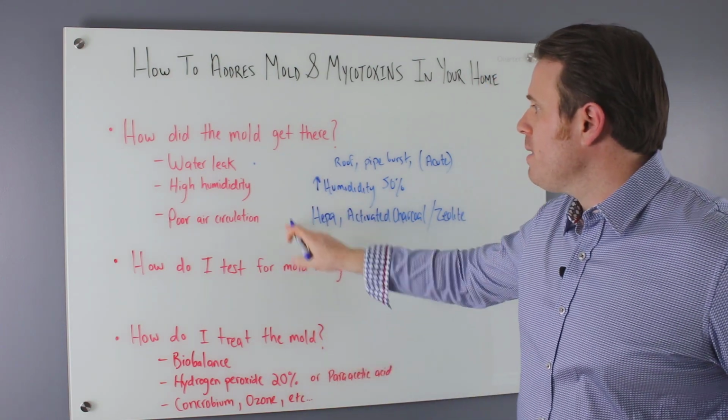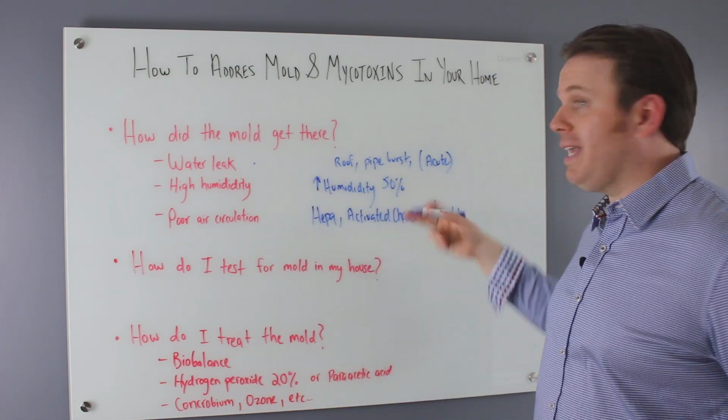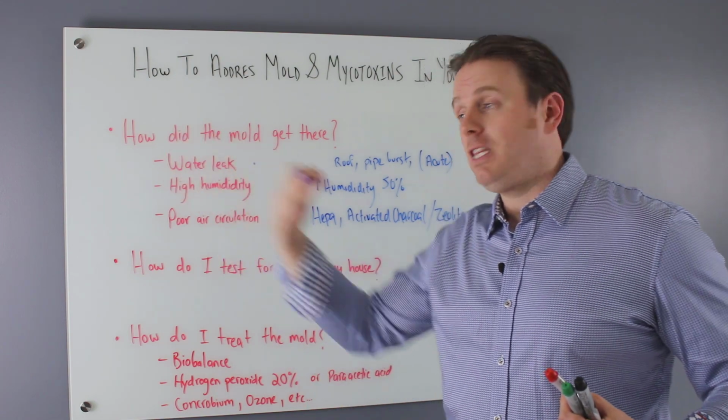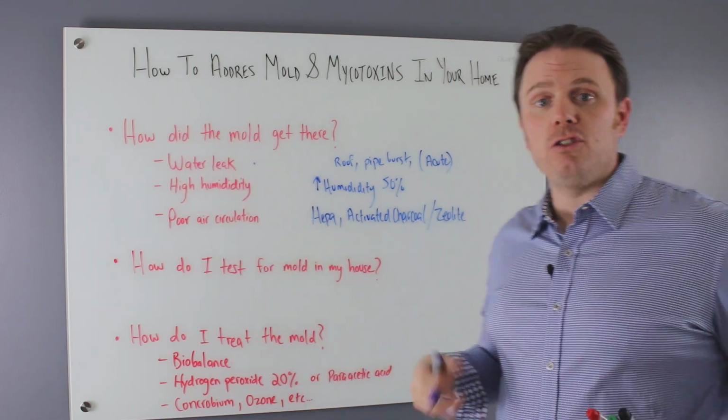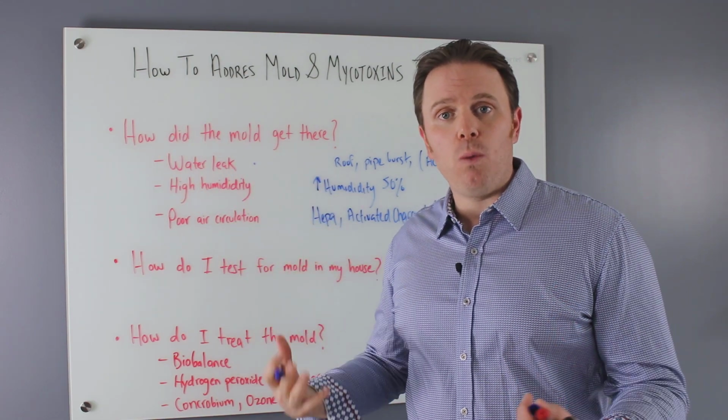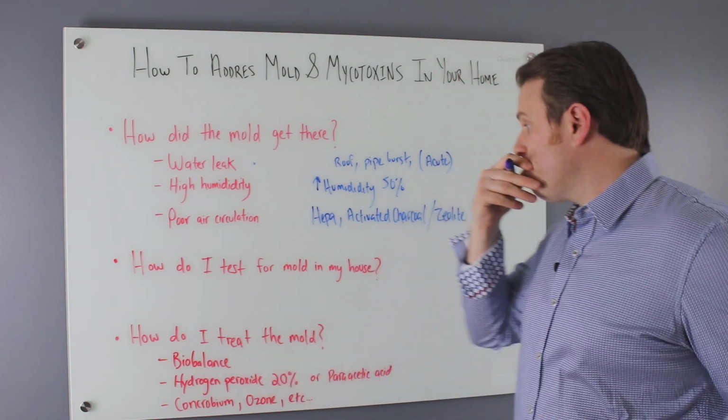Now, a lot of times, if it's just a high humidity situation, we can get the humidity down beneath 50%, and maybe the air circulation's enough. Sometimes we have to do more, and we'll talk about remediation methods below.